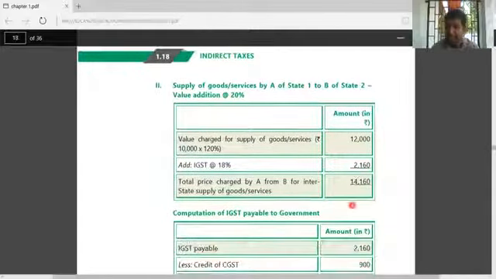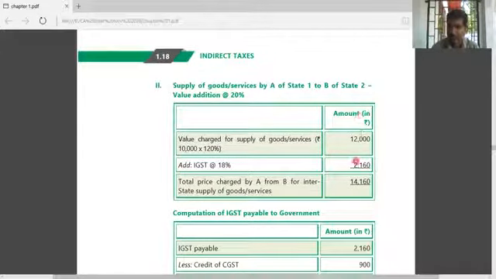Now, in second stage, it is actually an interstate supply. 20% of the value addition is there, so 12,000 rupees is the price of the goods. He should charge IGST. Why? Because when he is selling to another state, he cannot collect tax of that state and pay to that state, because he is registered in his state. So for any interstate supply, we will be directly paying to the central government.